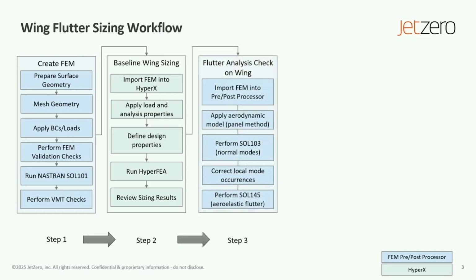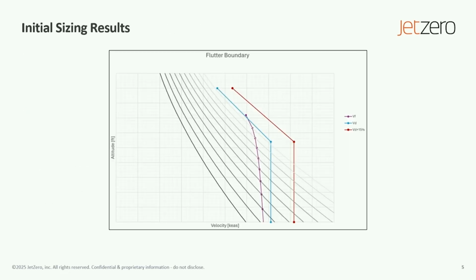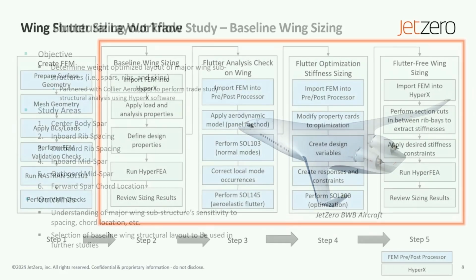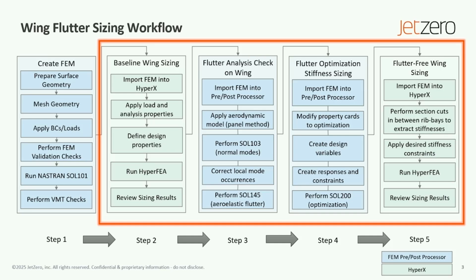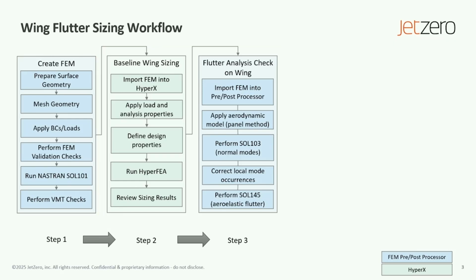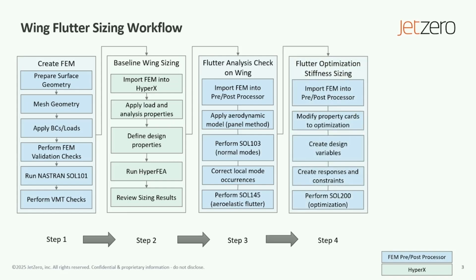After that, we bring it back into a pre-post processor and run it for flutter analysis. We perform Sol 145 and see if it will pass our flutter requirement or not, and if it doesn't, we move on to step 4, which is trying to find a flutter optimized wing sizing.